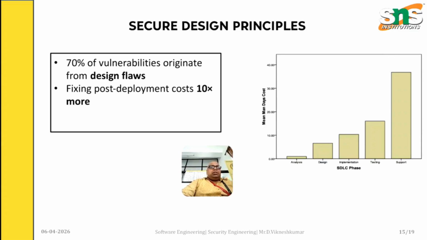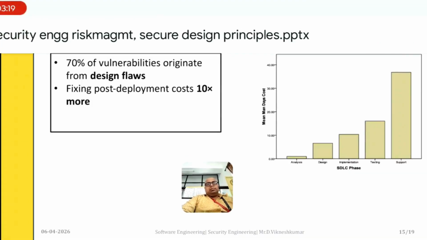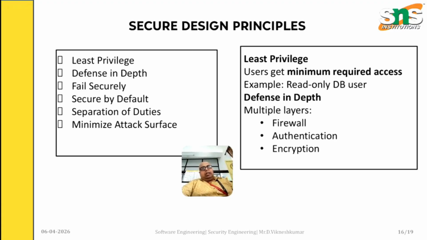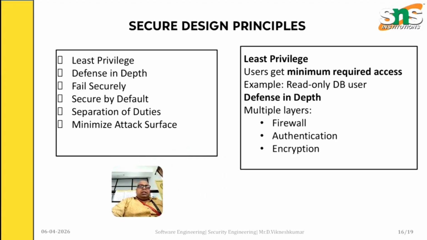So 70% of the vulnerabilities originate from design flaws, and we are going to fix the design flaws by adding 10% of the cost. So this is the design principle concept. The maximum secure design principle effort is given to the support stage, whereas the minimum should be given to the analysis stage. The secure design principles consist of least privilege, defense in depth, fail securely, secure by default, separation of duties, and minimize attack surface.